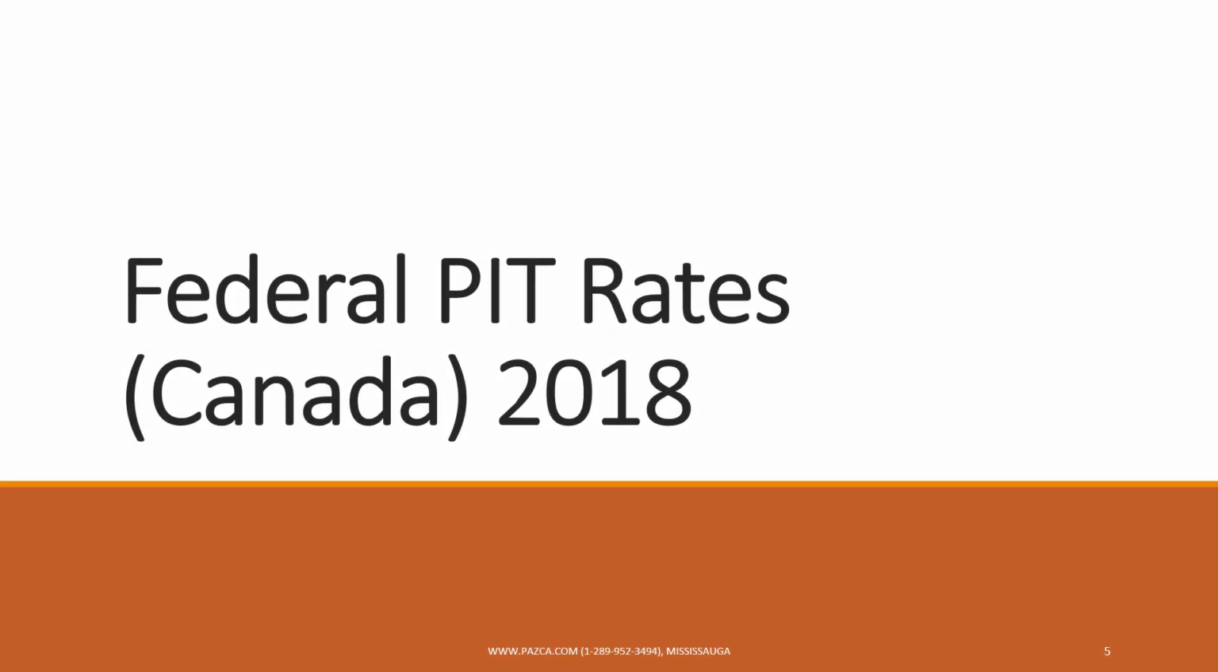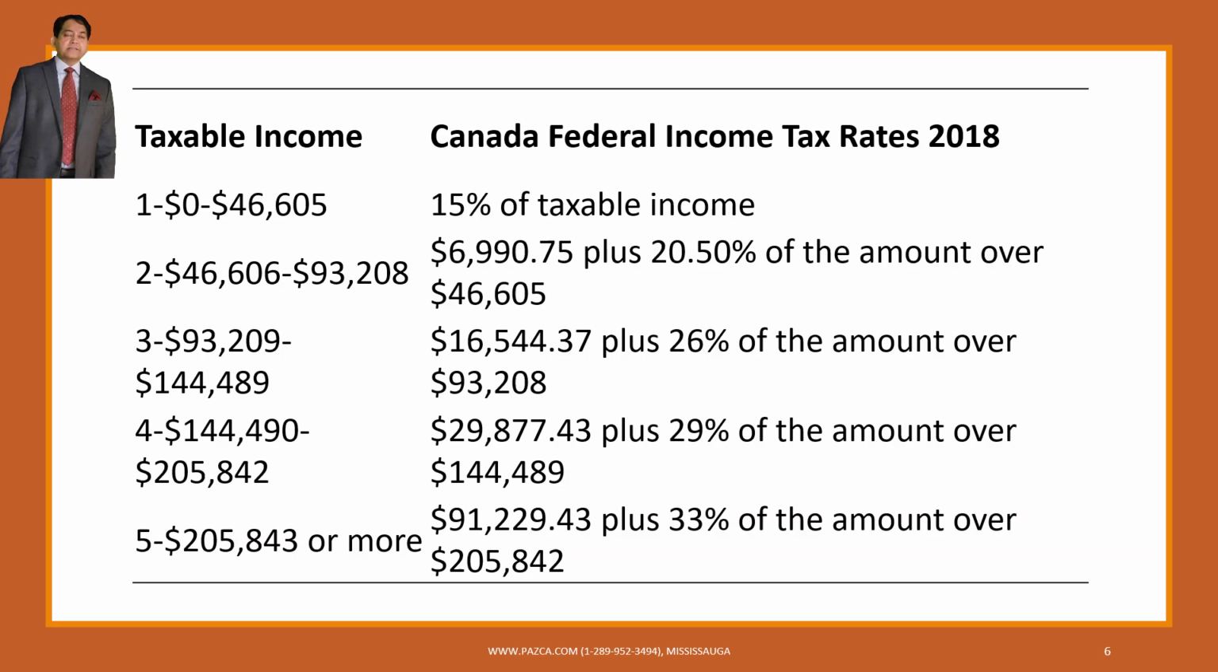So what are the federal tax rates for Canadian residents for year 2018? If you just look at this slide, you will notice that for year 2018, there are 5 categories or bands of income. The first category starts from $0 and extends up to $46,605 of taxable income, and the tax rate is 15%. In the second category, that extends up to $93,208, the marginal tax rate is 20.50%.